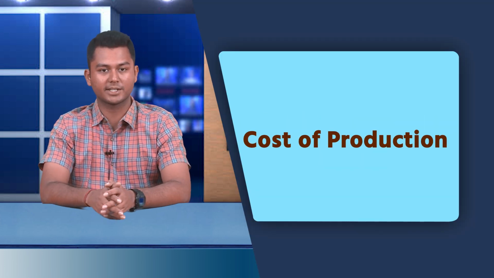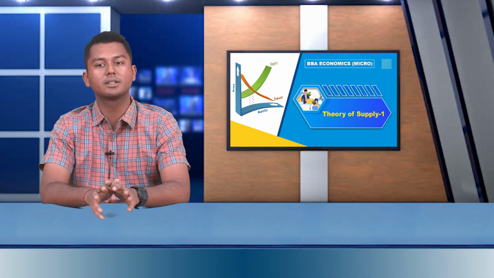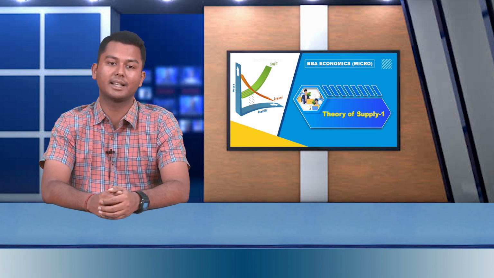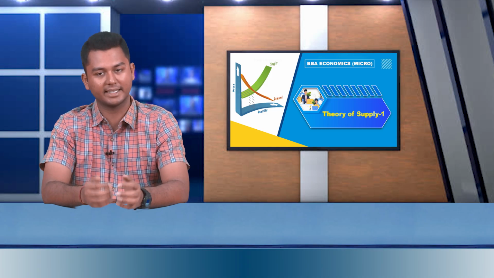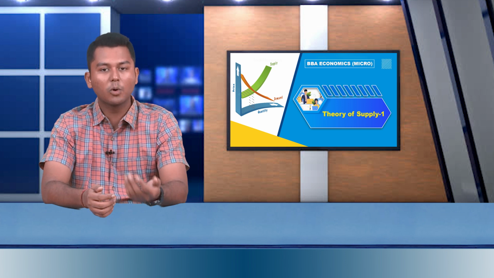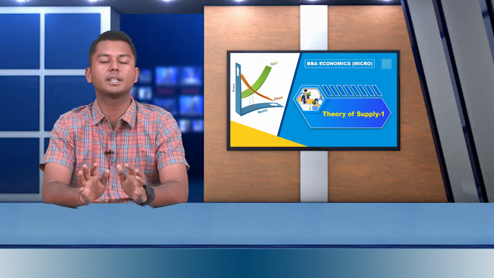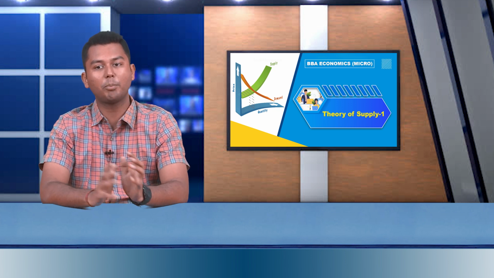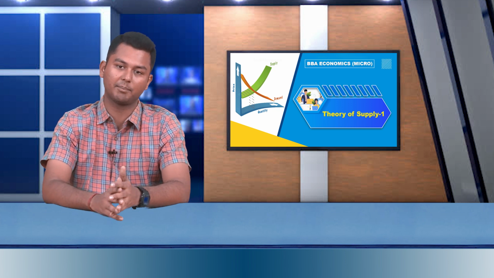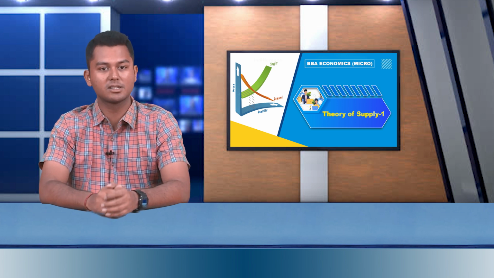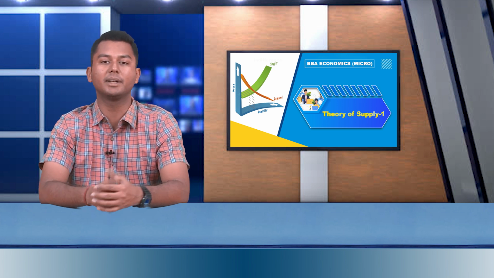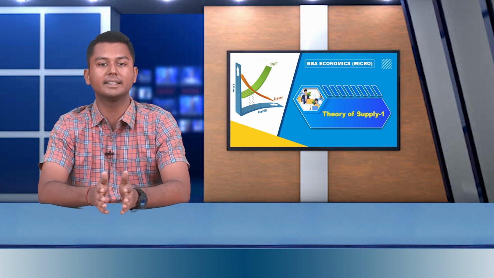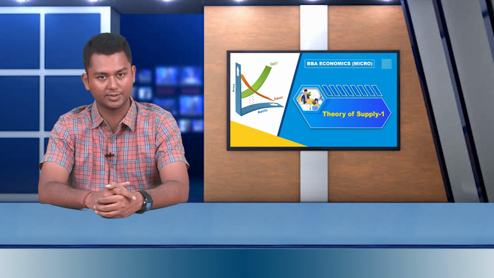First is cost of production. Production costs are perhaps the most important factor affecting supply decisions. When input costs like raw materials, labor or energy decrease, producers can supply more goods at any given price level because their profit margins improve. Rising production costs have the opposite effect, forcing producers to reduce supply at existing price levels or requiring higher prices to maintain previous supply levels.